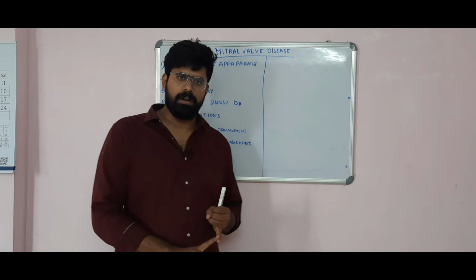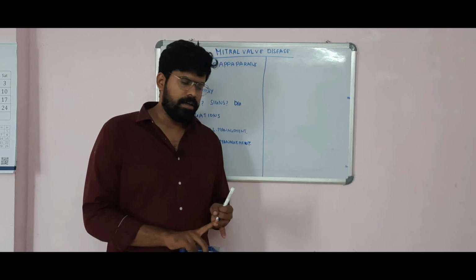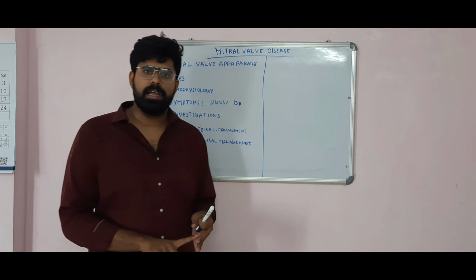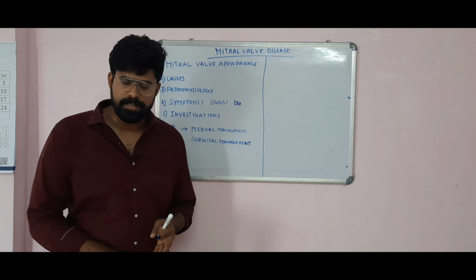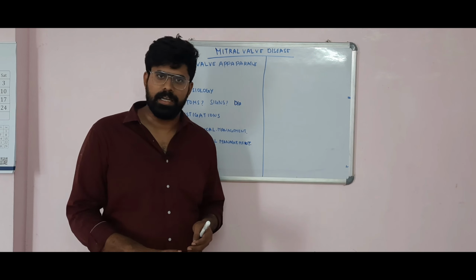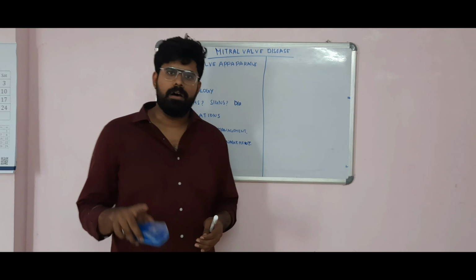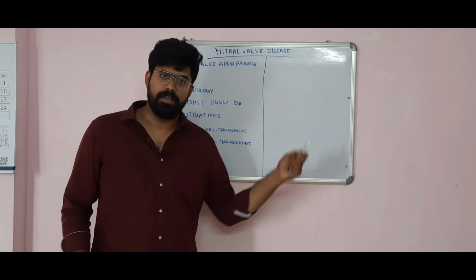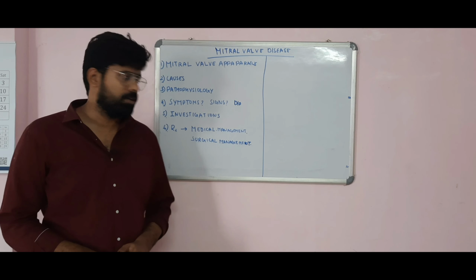The other causes of mitral stenosis include connective tissue disorders like SLE and rheumatoid arthritis. It can be because of infective endocarditis. It can be congenital causes of mitral stenosis, namely cor triatriatum or a parachute mitral valve, or a left atrial myxoma. All of these can present as mitral stenosis.